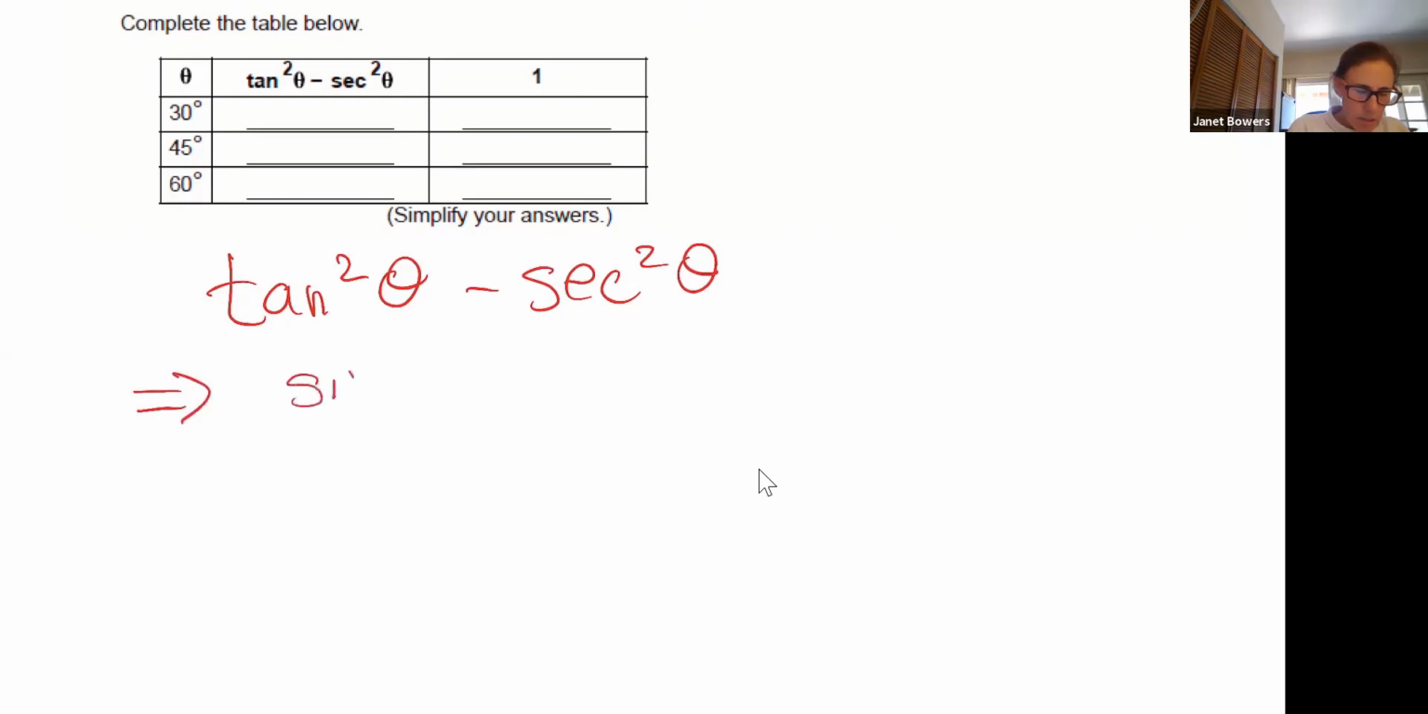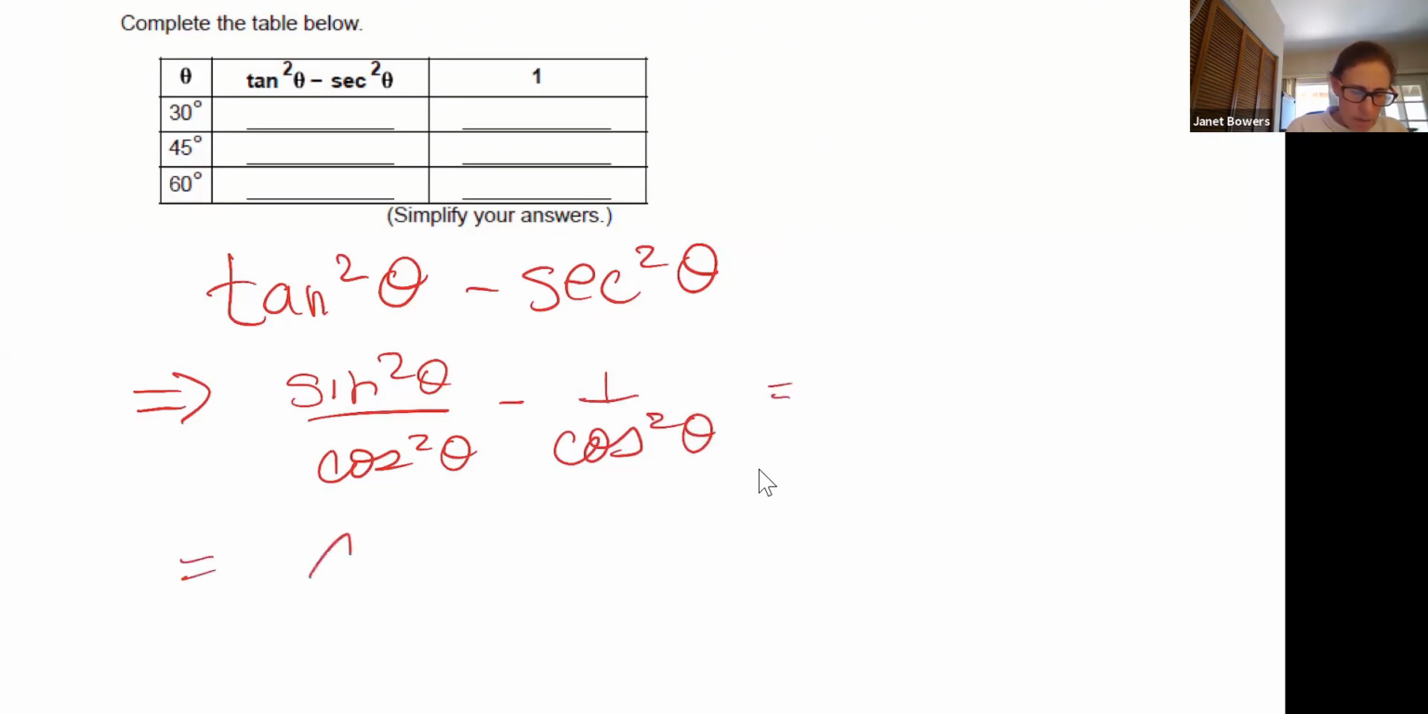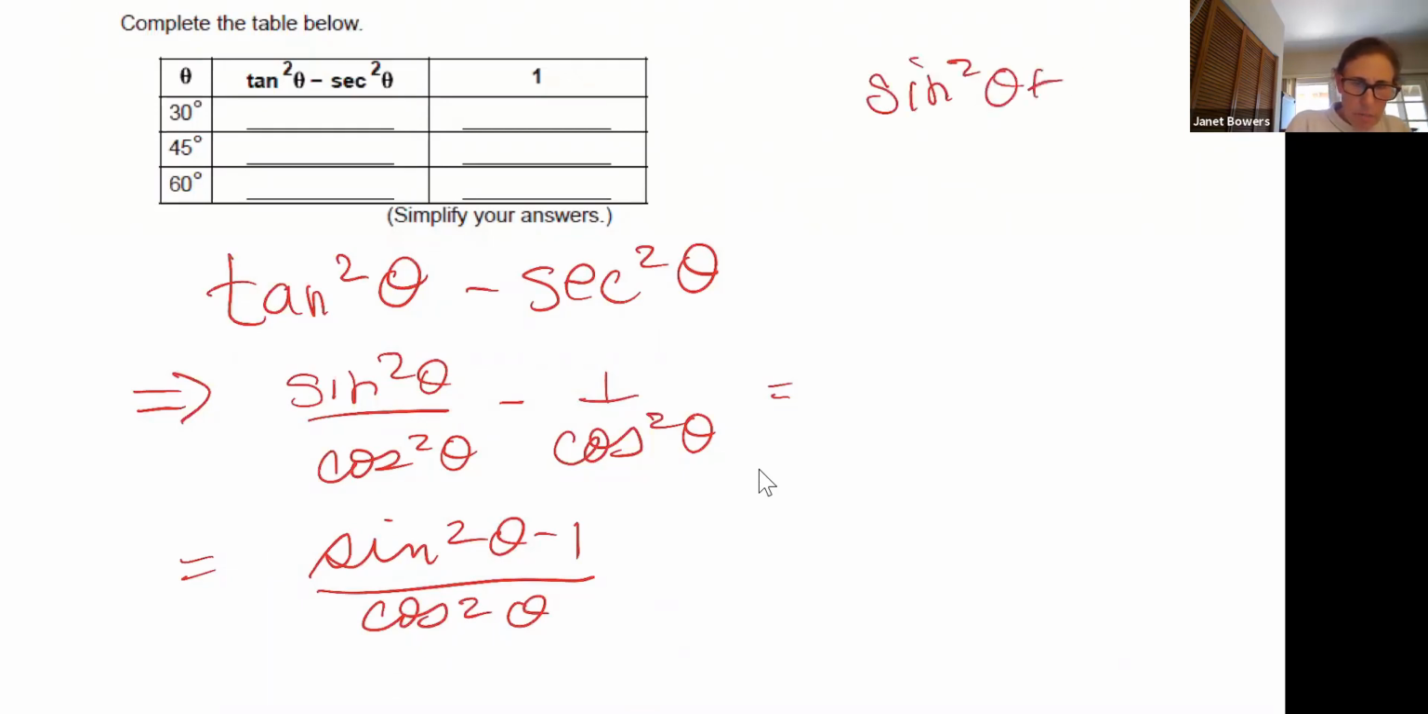Secant and tangent, let's put everything into sine and cosine. So the tangent squared is sine squared theta over cosine squared theta, and the secant squared would be minus 1 over cosine squared theta. Now we have a common denominator, so that's equal to sine squared theta minus 1 divided by cosine squared theta. We recall from the Pythagorean theorem that sine squared theta plus cosine squared theta is equal to 1. So if I subtract cosine squared from both sides and put the 1 on the other side, we get sine squared theta minus 1 is equal to negative cosine squared theta.